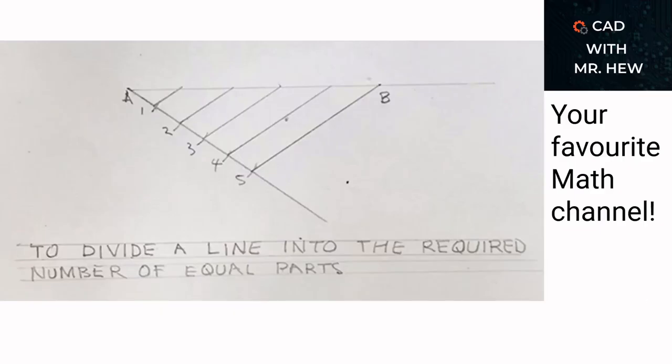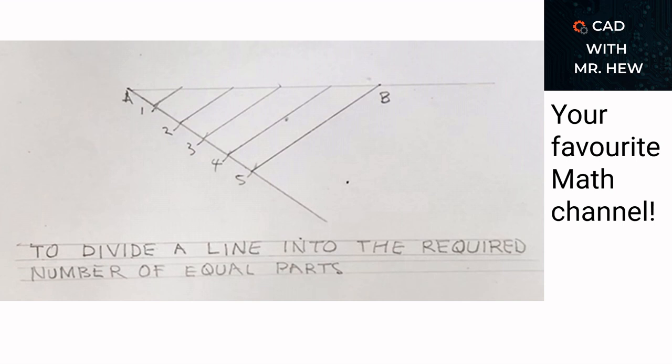We have come to the end of today's video. In today's video, we divided a given line AB into the required number of equal parts using our T-square, compass, pencil, and ruler. At CAD with Mr. U, we aim to become your favorite math channel.